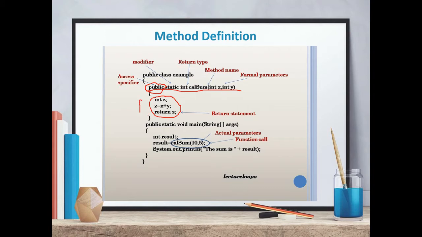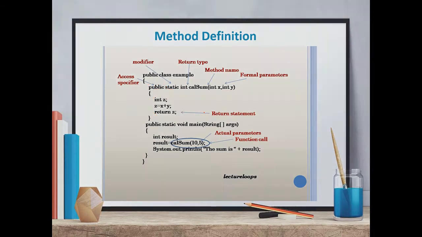Then there comes the body of the method. This body of the method contains some valid Java statements to perform the given task. So this is the complete method definition, from the function header to the body of the method. And there is also a return statement. Suppose your method is returning a value, then it must have this return statement also. Okay.